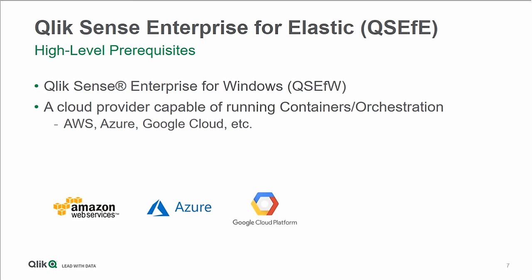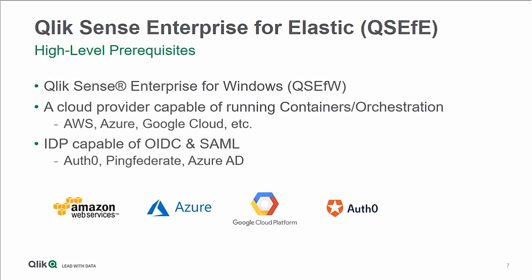And then finally, the high-level prerequisite is an IDP capable of OIDC and SAML. OIDC is OpenID Connect, a form of OAuth, and then SAML. Some of the vendors capable of this are Auth0 and Ping Federate. I'm going to be just showing off Auth0 today in the live demonstration, but you should see that in the test configuration that I have.